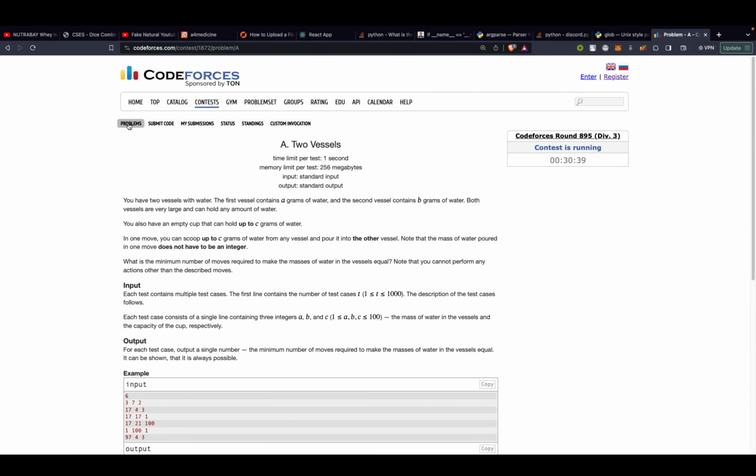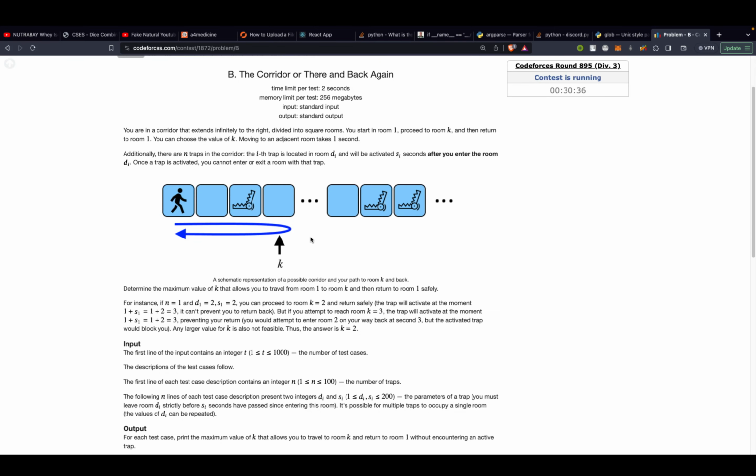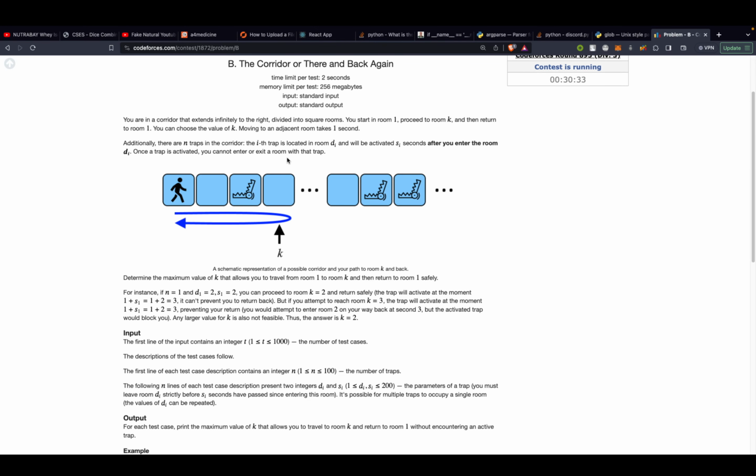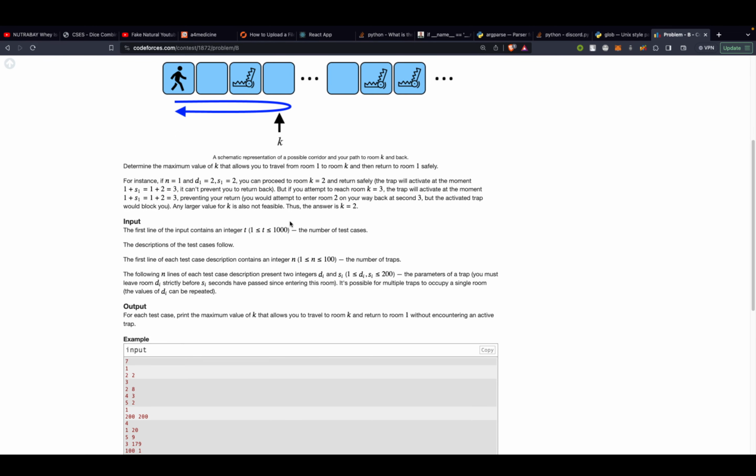Let's move to the next problem, that is problem B. The problem B states that you are in a corridor and there are rooms in front of you. Now you can rush through a room, but as soon as you rush through a room, the trap gets activated after some seconds. So there would be two variables that will tell the same. For example, over here they have given that D1 is equal to 2 and S1 is equal to 2. That basically means as soon as you cross the second room, the trap would get activated after 2 seconds. So if you are entering the second room at the first second, then after 2 seconds the current time would become 3.